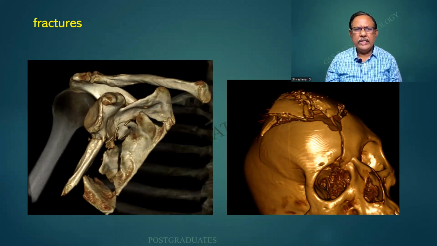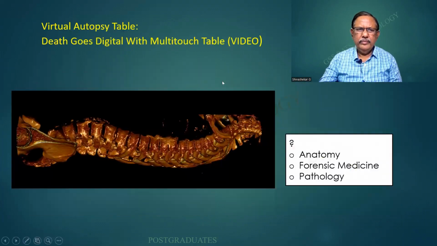Though we do ask for the x-rays, we do ask for the scan, and we put it in the lobby in the autopsy and try to correlate all of them. Definitely, this is worth its weight in gold. And virtual autopsy. This is a normal spine that is being studied. There is something called a multi-touch table. As you touch the table, it unravels the mystery of the human body or the cadaver that is there.